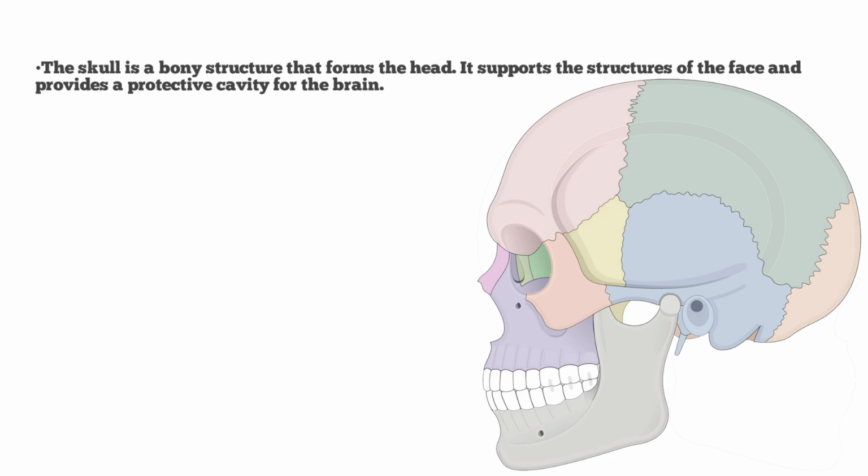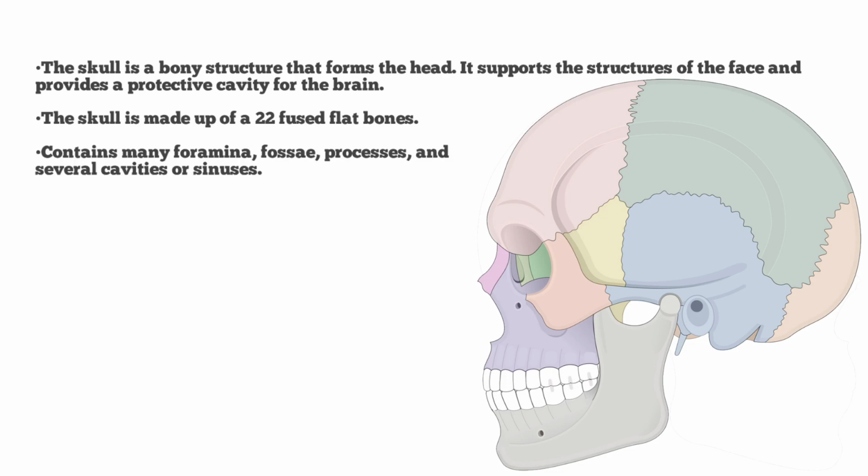The skull is a bony structure that forms the head. It supports the structures of the face and provides a protective cavity for the brain. The skull is made up of 22 fused flat bones. It contains many foramina, fossae, processes, and several cavities or sinuses.